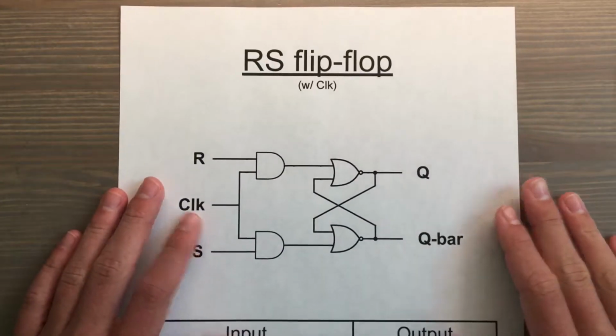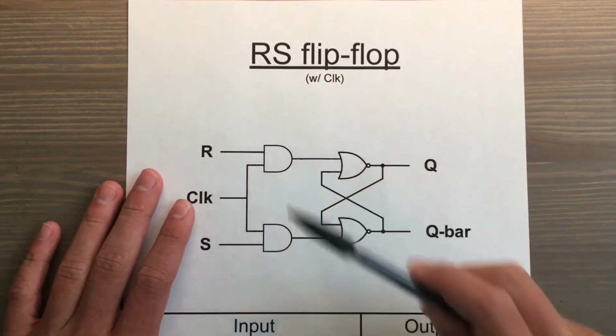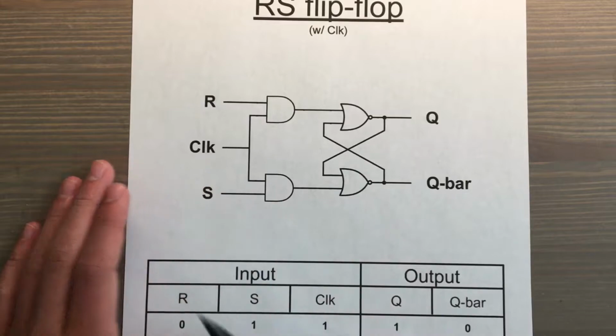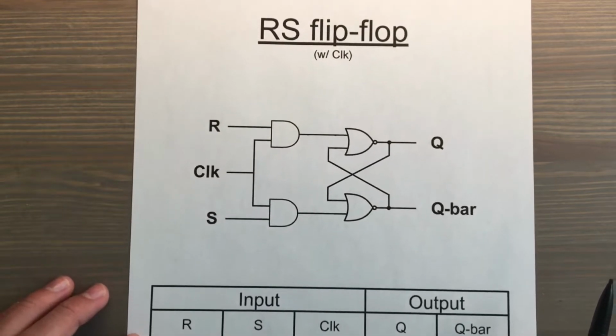Now, this RS flip-flop is pretty useful, but what's even more useful is if we can save data or remember what inputs we had at a certain time. So if we look at our next circuit, which is also an RS flip-flop, but with a clock, so we have this third input here, it's a lot more useful.